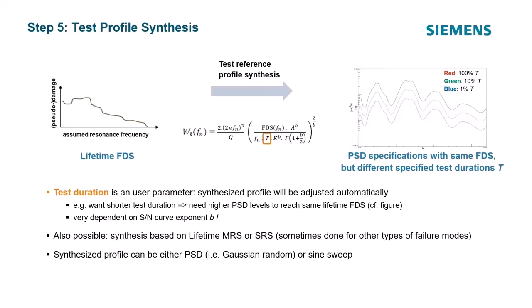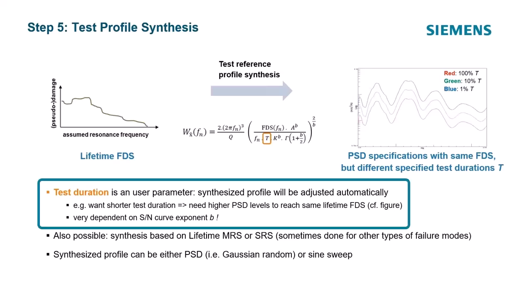We can synthesize a profile. Here's the fancy math behind the profile. What you need to know is that thing in orange is the test duration. You're not going to change the B. You're not going to change any other settings. The only knob you have to turn here is this time, test duration. So you're going to set a test duration.